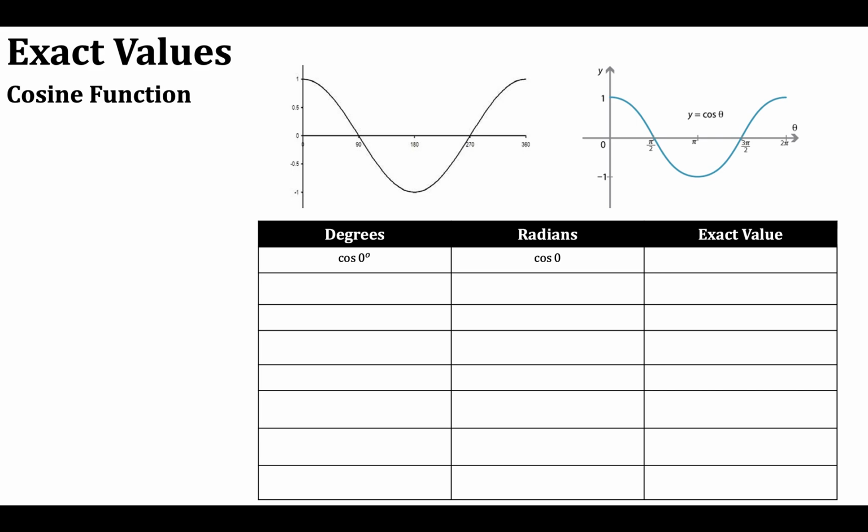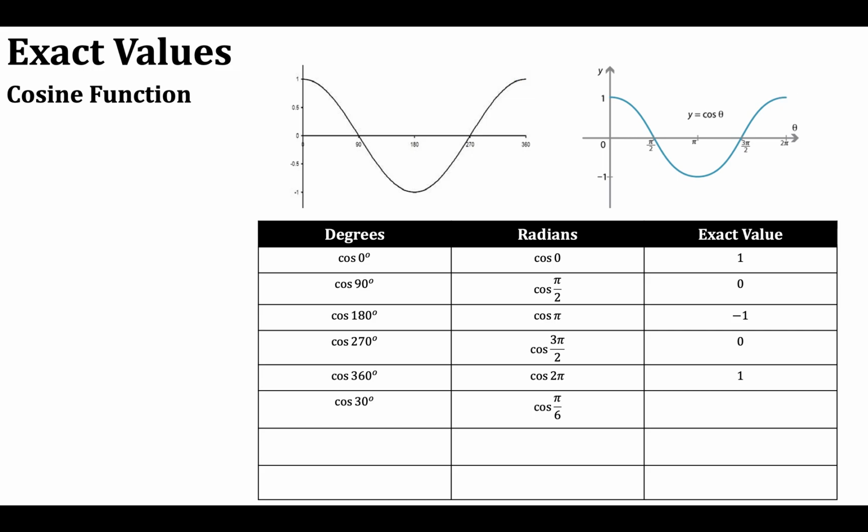So for cos 0 degrees or cos 0 radians, we can see that the height of the graph is 1. For cos 90 or cos pi over 2, we can see the height is 0. Cos 180 or cos pi, you can see it's negative 1. Cos 270 or cos 3 pi over 2, we can see it's 0. And finally, cos 360 or cos 2 pi is 1. Now we'll go through the same angles as we did earlier.